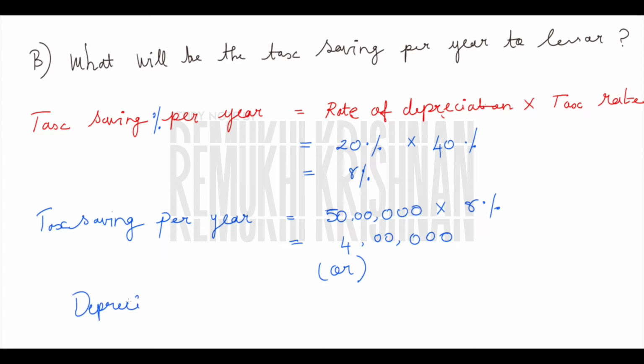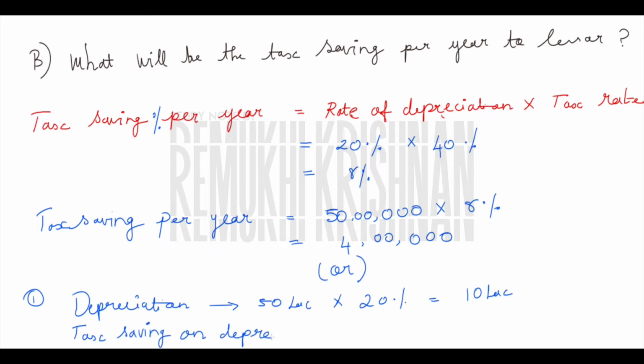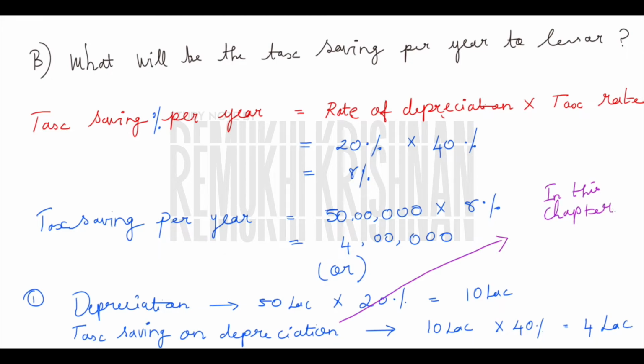It's very simple. You need not memorize this formula. Tax saving per year is equal to rate of depreciation into tax rate, because the basic understanding here is, the depreciation is 20%, so 50 lakh into 20% comes to 10 lakh. Tax saving comes to 10 lakh into 40%, which is your tax rate, so 10 lakh into 40% is nothing but 4 lakh. You can memorize the formula, or else you can know how this flow works. It will be helpful when a conceptual question is asked in your examinations. Tax saving on depreciation in finance is commonly known as depreciation tax shield.